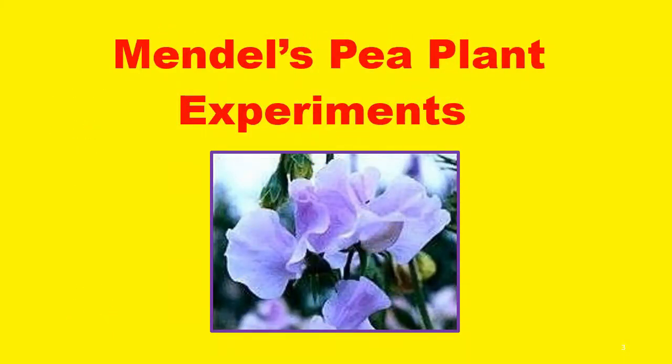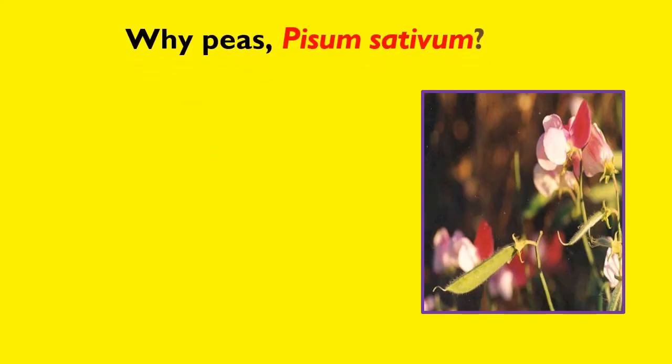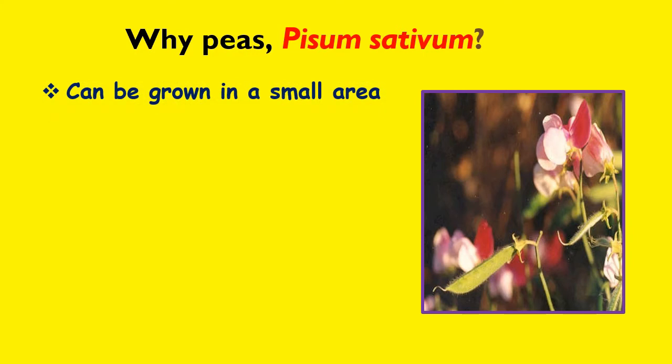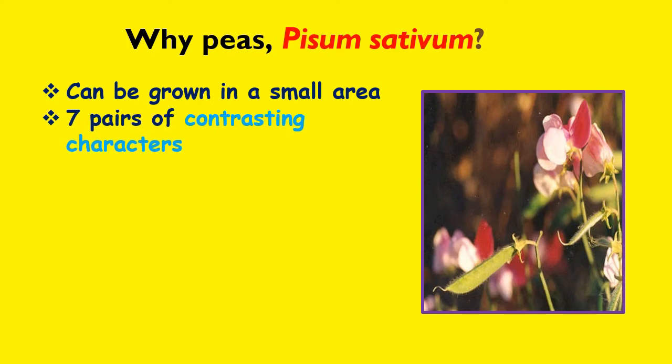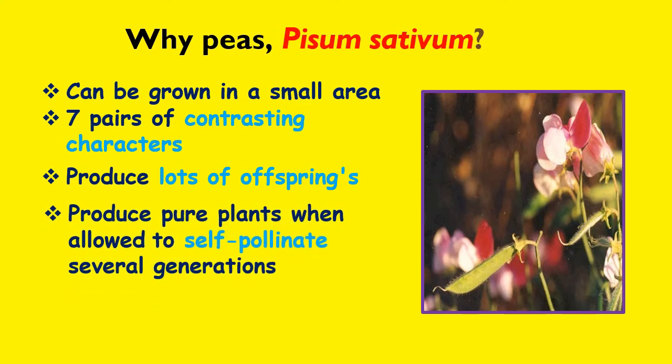Now let's have a look at Mendel's pea plant experiments. Why did Mendel select the pea plants for his experiment? Now there are some reasons for it. So the reasons are: the pea plants can be grown in a small area. The pea plants have 7 pairs of contrasting characters. The pea plants produce lots of offspring. The pea plants produce pure plants when allowed to self-pollinate for several generations. And the pea plant can also be artificially crossed.